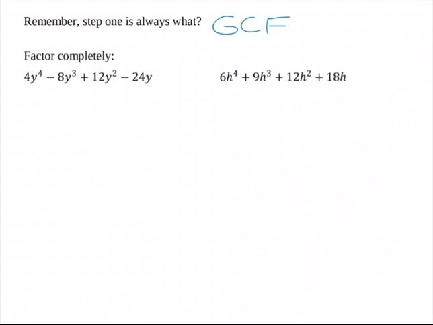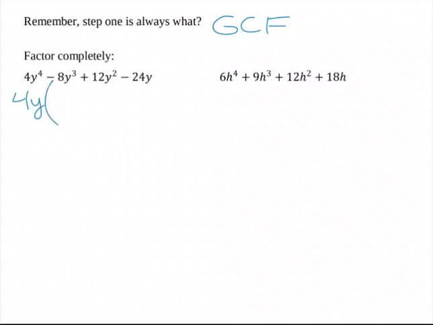So in this first problem, is there a GCF here? The answer is, of course, yes. Okay, so we need 4, 8, 12, 24. What's the biggest number that goes in all those numbers? It is 4. Then we look at the letters. There is a y in every single one of those terms. So the smallest exponent that is involved in every single one of those is just y to the first. So I'm pulling out actually 4y. That's the GCF.